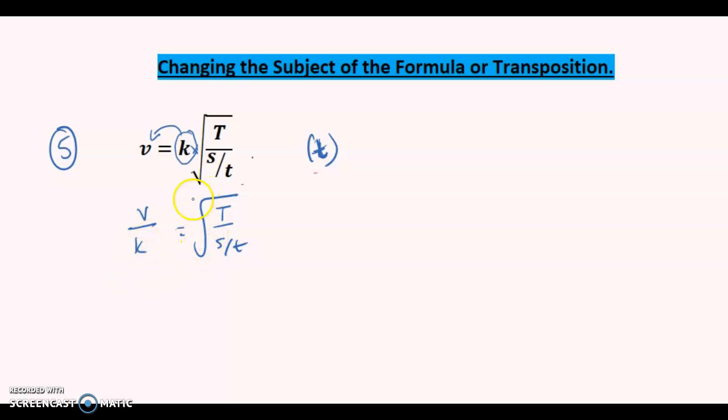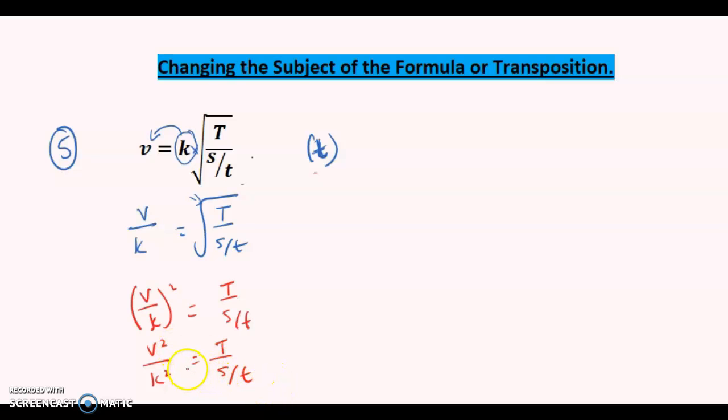So the next thing I send over is the root, this root here. Sending over that root, of course, the opposite of that is squaring. So it makes this side square. So I get that, right? Which is equal to this. So now I need to figure out how to get the small t on this side, or on any side, but let it be by itself.